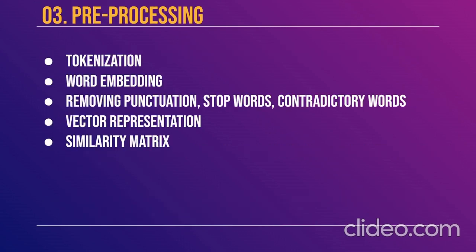Third, preprocessing. Tokenization, breaking text into tokens: words, characters or subwords. Word embedding, transforming text into numerical values using GloVe for word representation. Removing punctuation, stop words, and contradictory words, eliminating common low information words. Vector representation of sentences, encoding sequences in high dimensional space. Similarity metric, which measures sentence similarity using cosine similarity, converting similarity metrics to a graph.